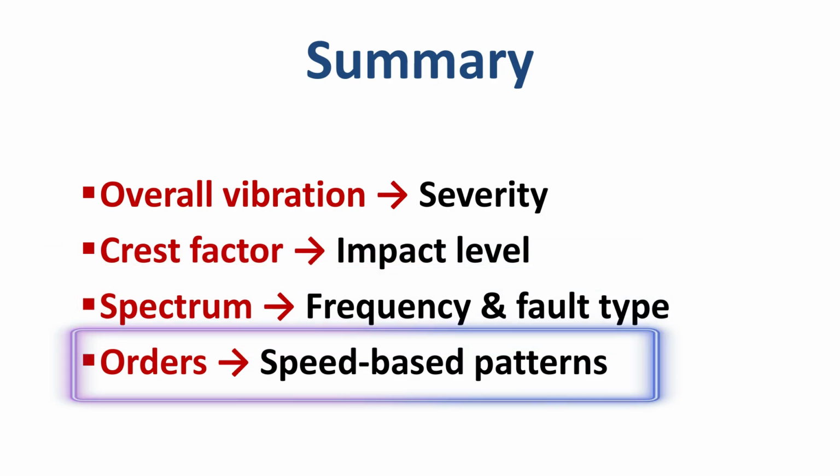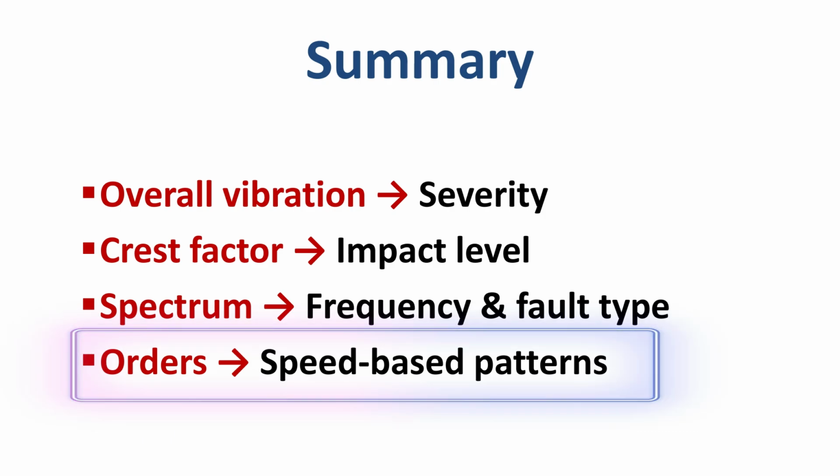And last, we understood about the orders. Orders is simply converting the machine RPM into the orders, right? It helps us to easily identify, and our analysis process will become a little bit faster, because we can easily see which peaks are related to the synchronous and which peaks are not related to the synchronous, or you can say the non-synchronous, right? Okay, so together these tools will give us a crystal clear picture of the machine health. So these are the 4 important topics that we have covered in today's video.